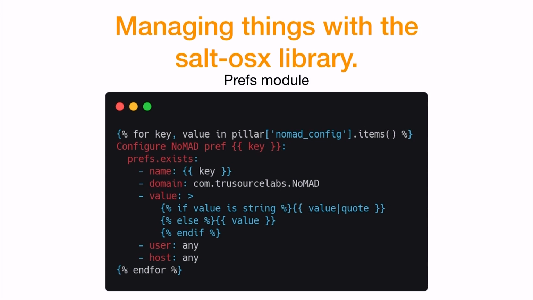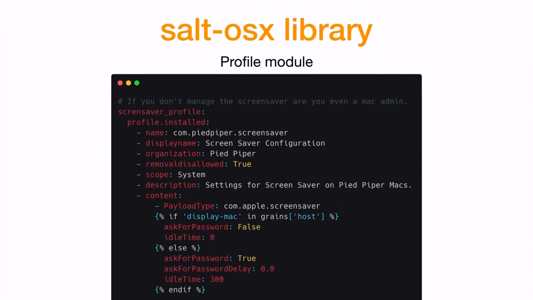For example, we showed earlier a pillar. That pillar is getting used here. So you can see it's iterating over the values in that pillar and setting those preferences on for Nomad.